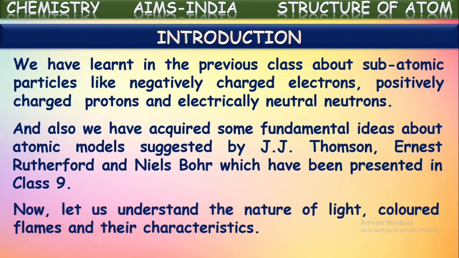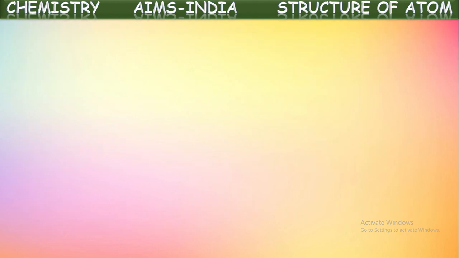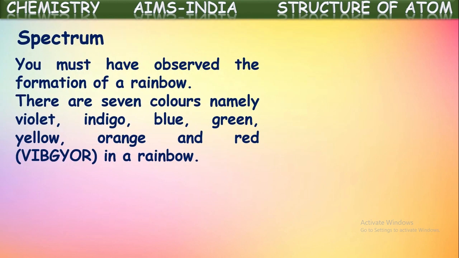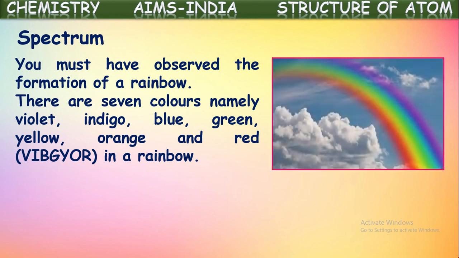Now, let us understand the nature of light, colored flames and their characteristics. Okay, spectrum. You must have observed the formation of a rainbow. Did you observe ever? Yes, when it rains at a certain time, we may often observe a rainbow in the sky.